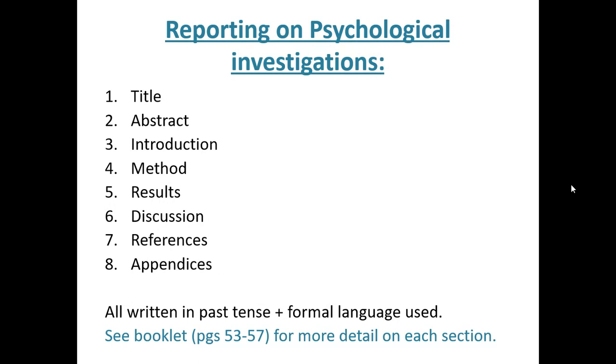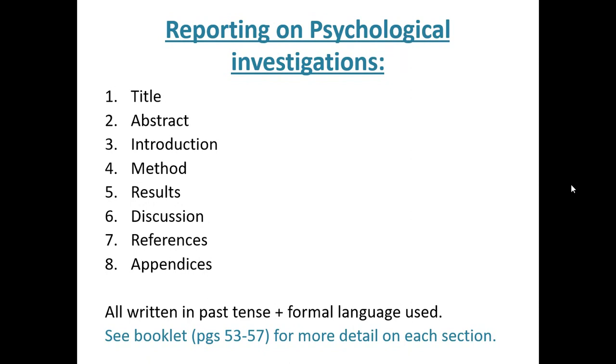Reporting on investigations. When research is written up in a journal, it's written in a standardized form. There are 8 sections of an investigation in a journal. You need to be aware of the different sections, and you need to be aware what might be in them. So the first thing is the title, so that is the title of the journal. The second thing is the abstract. The abstract is a paragraph that sums up the rest of the journal article.